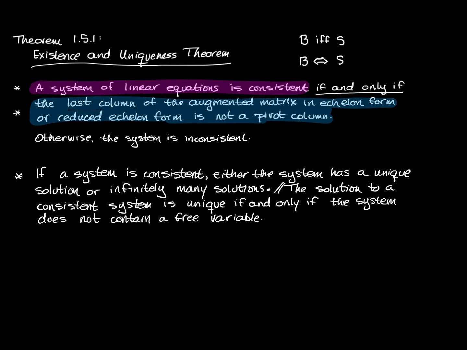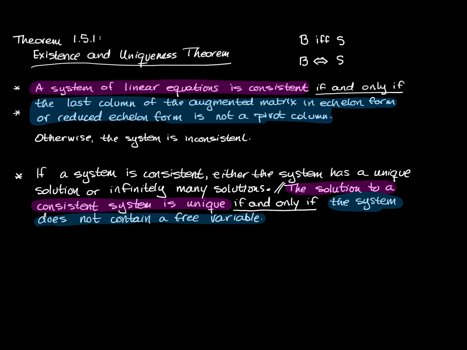The following sentence: the solution to a consistent system is unique if and only if the system does not contain a free variable. This is another use of that. Let's highlight the phrases that occur either side of that expression. Okay, the solution to a consistent system, right, one that has a solution, that solution is unique if and only if the system does not contain a free variable.